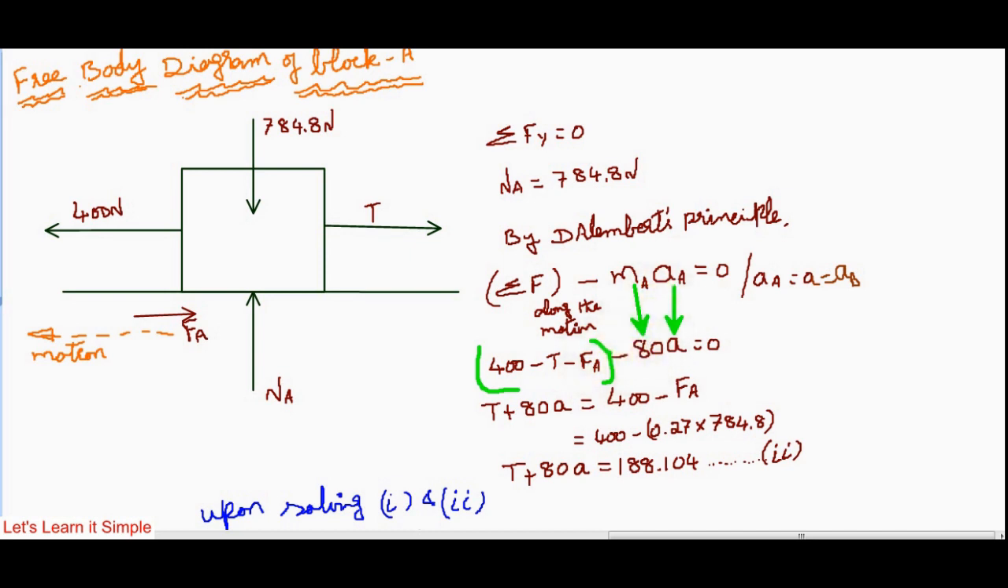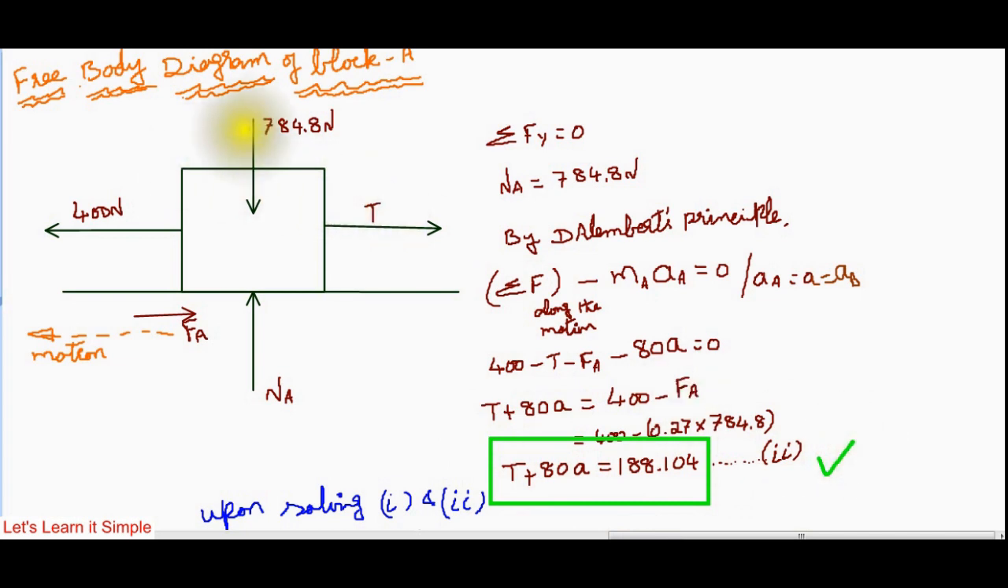Then what is Fa? Fa is 0.27 times Na. Now bring T and A on one side, and the rest on the other side. Then upon simplification, we have T plus 80A equal to 188.107. This is equation number 2.